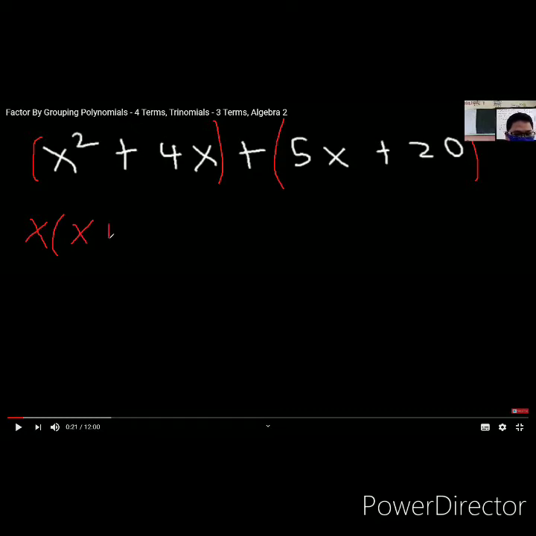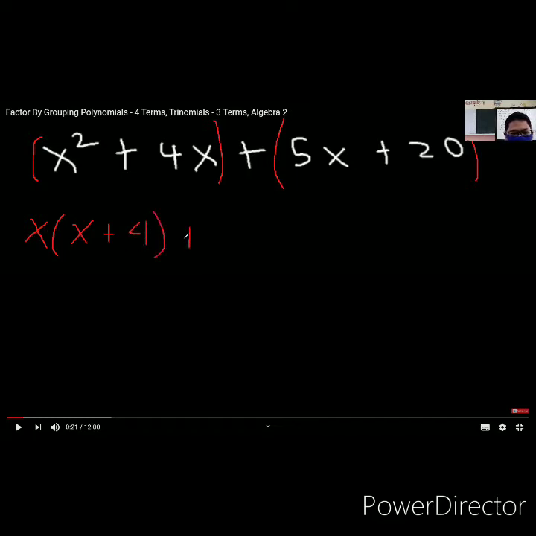So copy the positive and divide this one, 4x by x. When you divide 4x by x, x divided by x is x to the power of 0. And we know that the 0 exponent, or x to the power of 0, is 1. So 1 times 4, that is 4. Okay, so we have this term already.